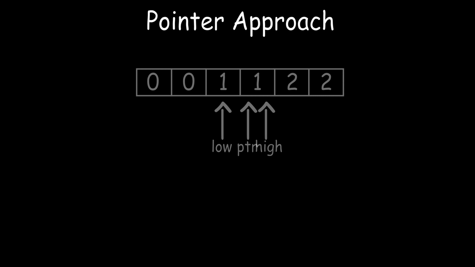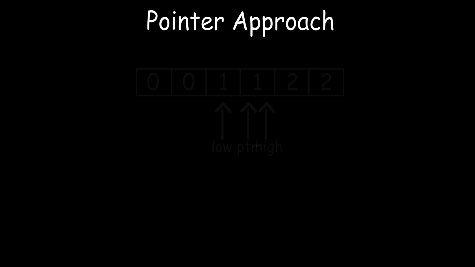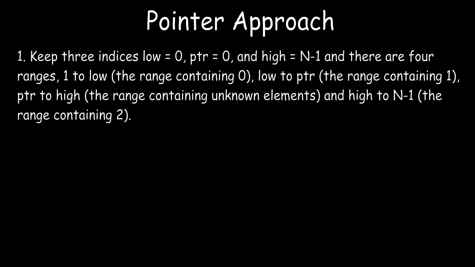So the approach to solve this problem using the pointer approach is to first keep 3 indices: low, high and pointer. The 3 indices would form 4 ranges: 0 to low, the range which contains the zeros; low to PTR, the range which contains the ones; PTR to high, the range which contains the unknown elements; and finally high to n, the range which contains the twos.